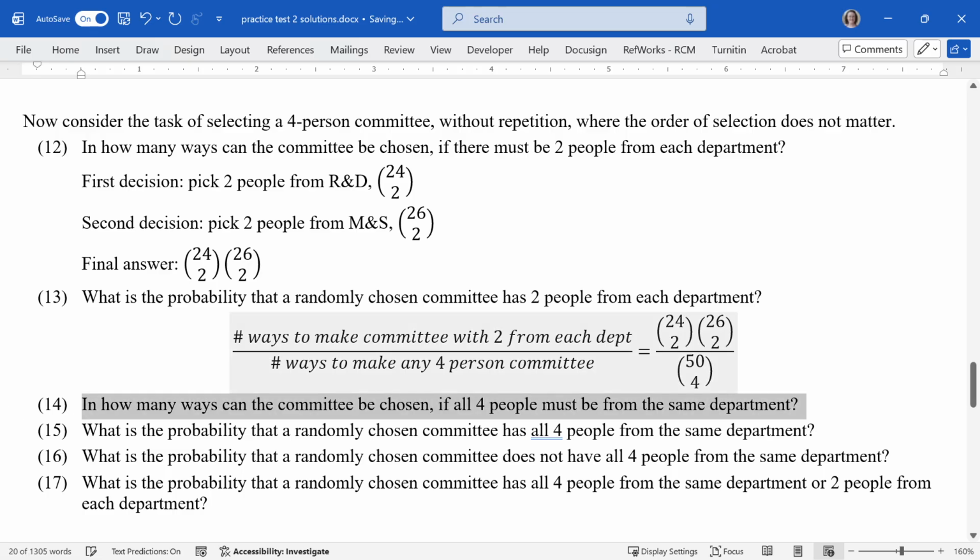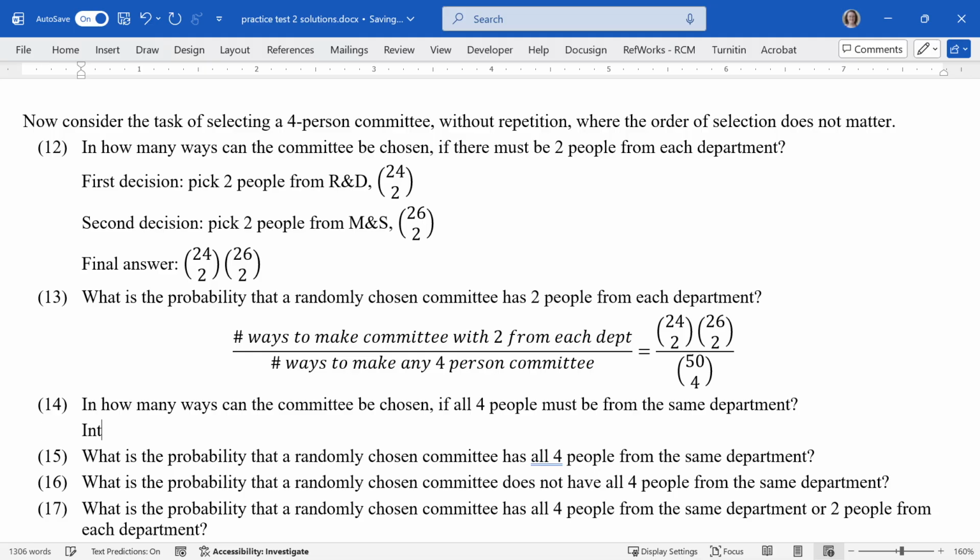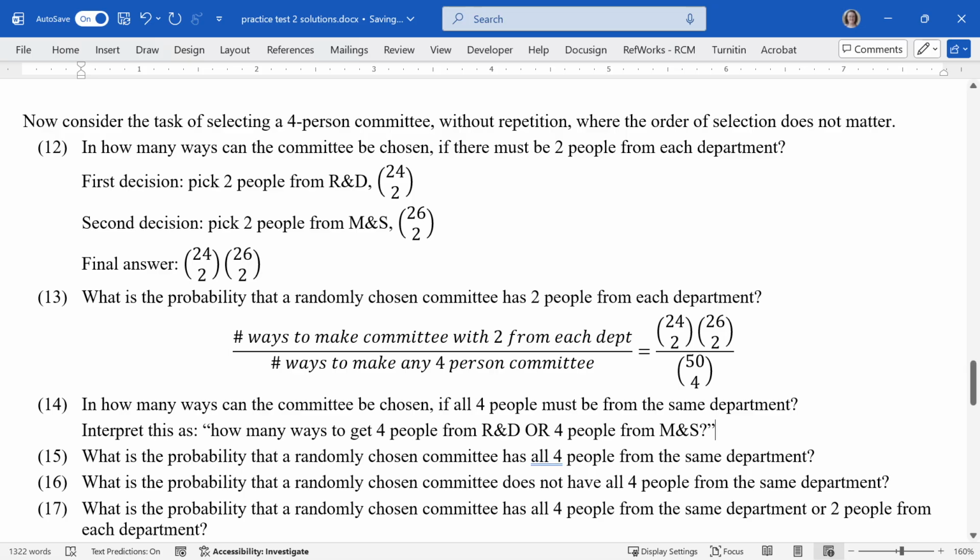In how many ways can the committee be chosen if all 4 people must be from the same department? So this is a little tricky because it doesn't tell you what department. So you have to do some interpretation. You have to interpret this as how many ways to get 4 people from R&D or 4 people from marketing and sales. So you interpret it as an or between 2 events, and then calculate how many ways there are to do each of these separately.